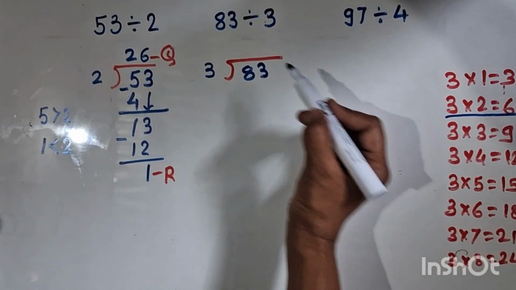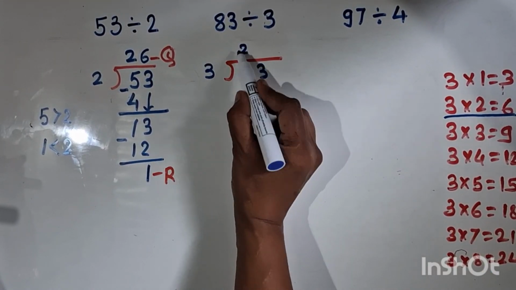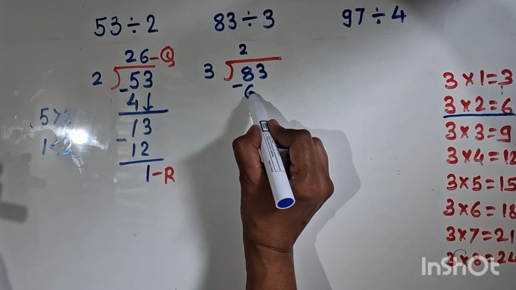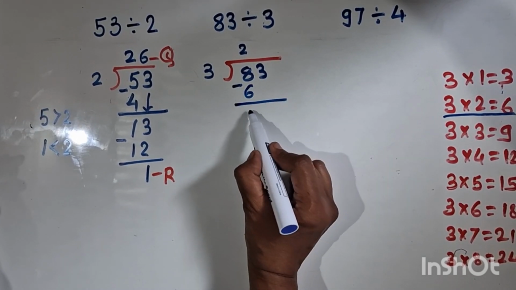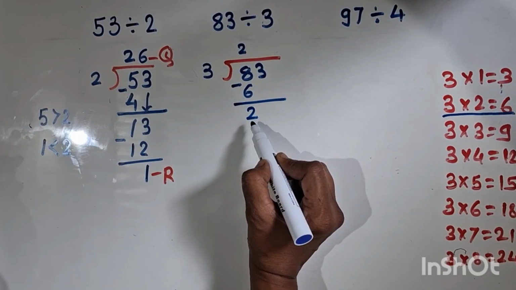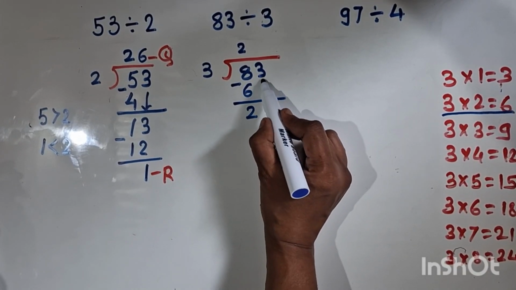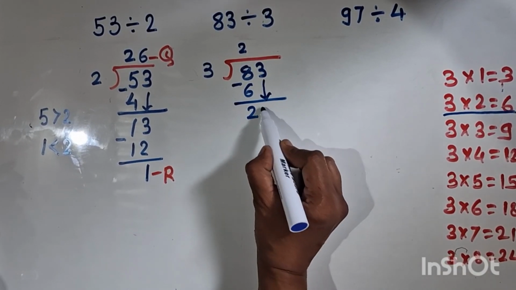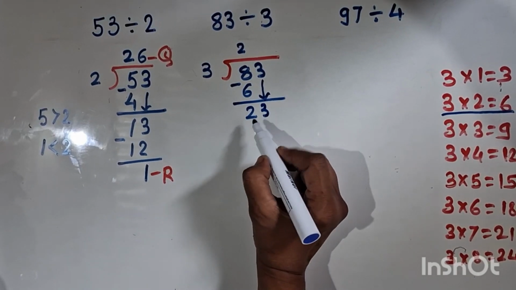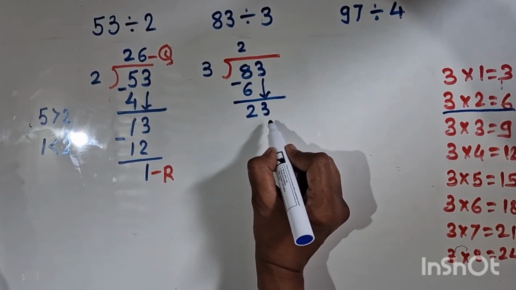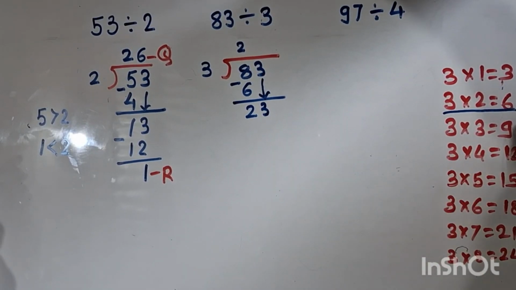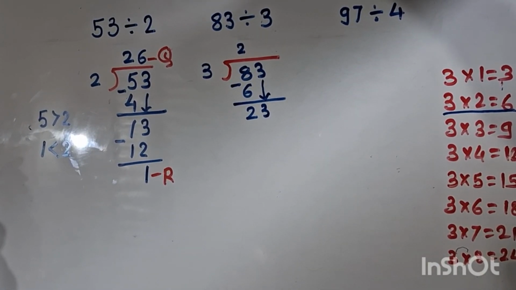So we have to take 3 2s are 6. Okay. Here we write 2. 3 2s are 6. Subtract 6 from 8. 8 minus 6, our remainder is 2. Okay. Then take down this 3 beside 2. Now our new dividend is 23. Are we getting 23 in the table of 3? No. We cannot get 23 in the table of 3.